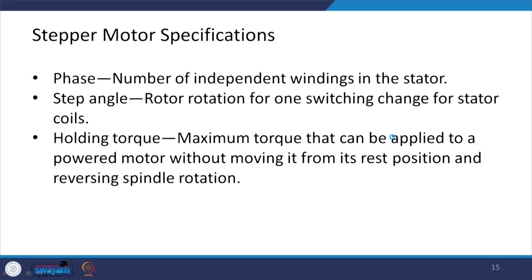These stepper motors can be specified by phase, that is the number of independent windings in the stator, step angle, that is the rotor rotation for one switching change of the stator coil, and the holding torque, that is the maximum torque that can be applied to a powered motor without moving it from its rest position and reversing spindle rotation. Let us see the working principle of the permanent magnet stepper motor.